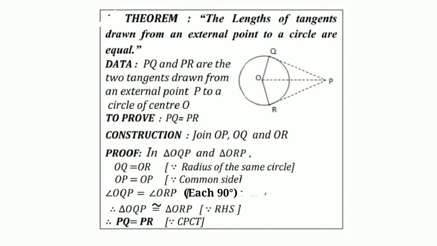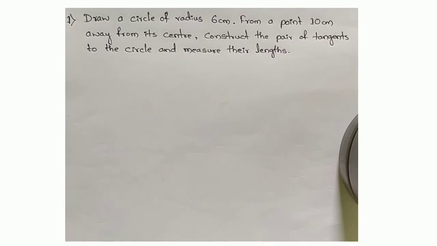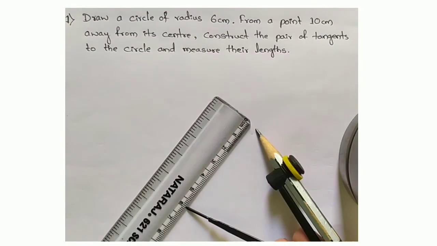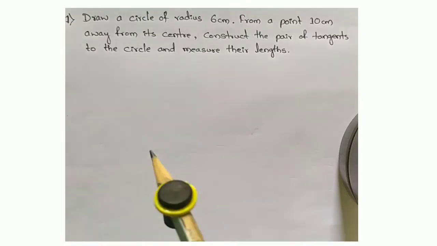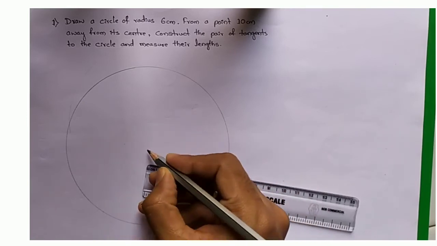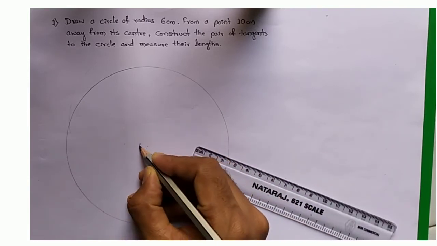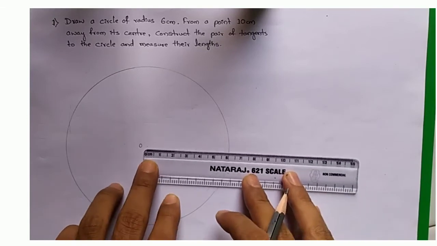Now using this basic concept, let's do the construction of tangents. Draw a circle of radius 6 cm. From a point 10 cm away from its center, construct the pair of tangents to the circle and measure their lengths. Okay, so here first you have to draw a circle of 6 cm. So take 6 cm and draw a circle. After drawing the circle, name the center as O. So center O is our point.